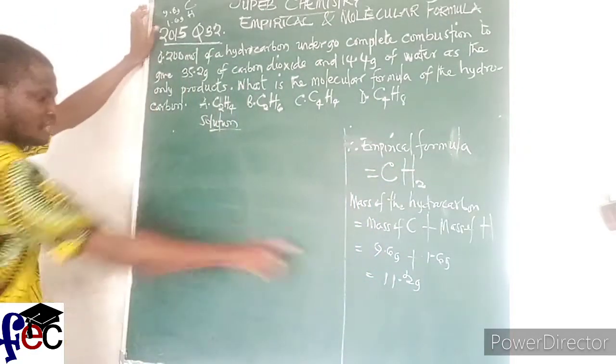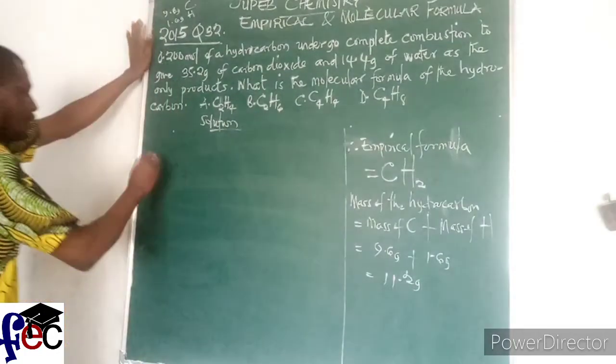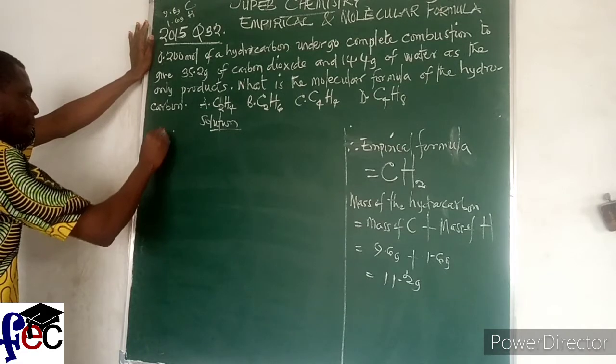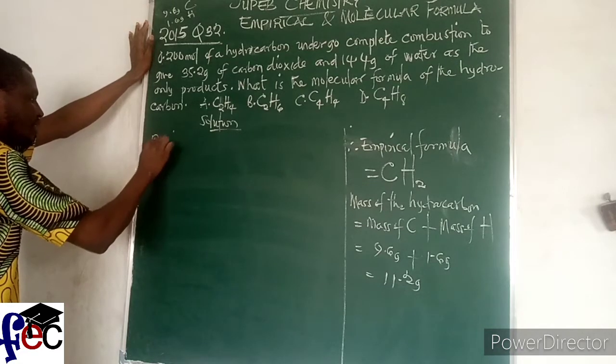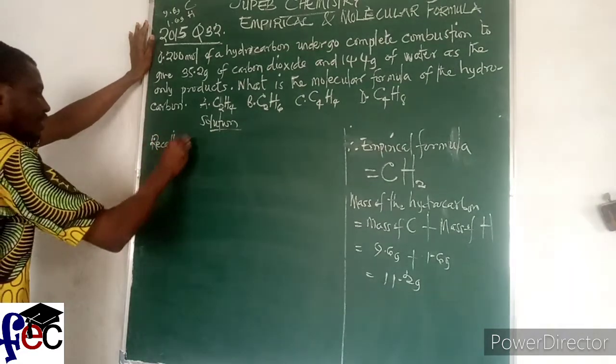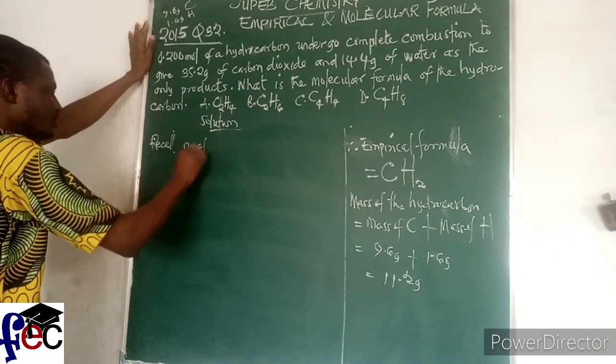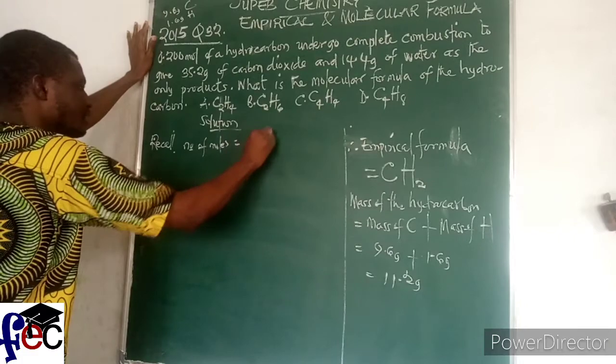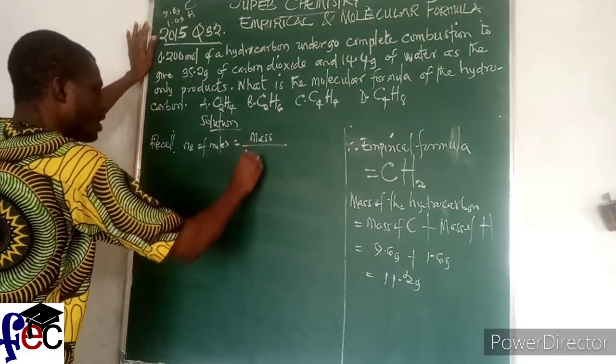All right, so now that we've gotten the mass of the hydrocarbon, that means therefore, recall that number of moles is equal to mass over what? Molar mass.